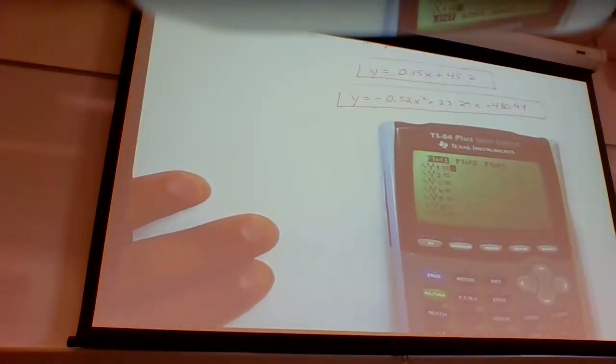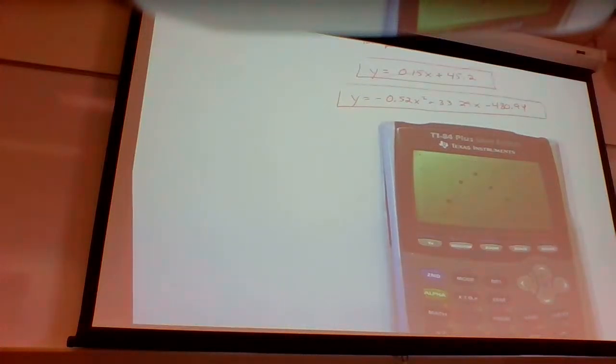So, everybody, y equals negative, be careful, 0.52x squared plus 33.29x minus 480.94. And to make sure I'm correct, when I hit graph, does it model the data? Not bad. Not perfect, but not bad. Much better than before. Are we okay?